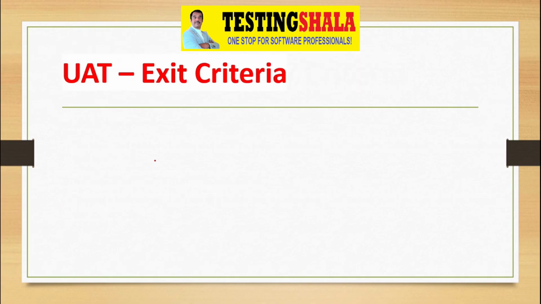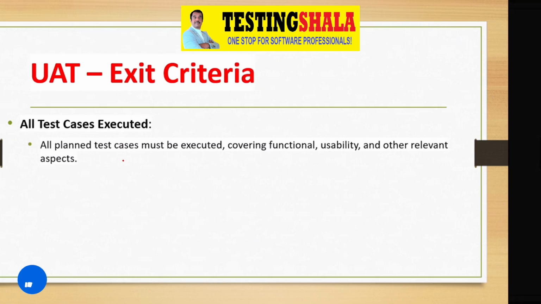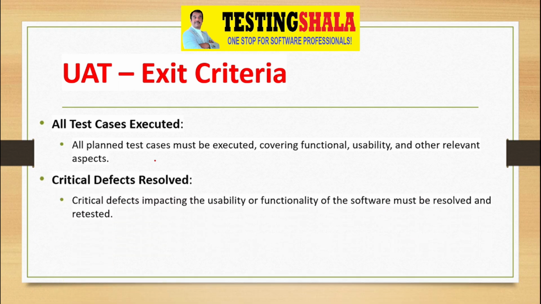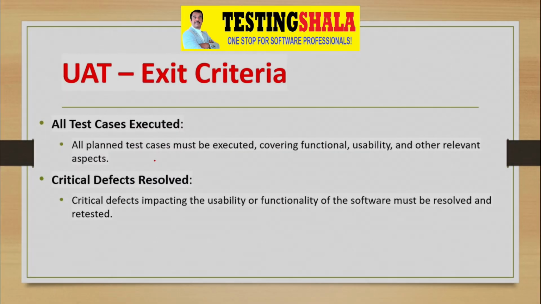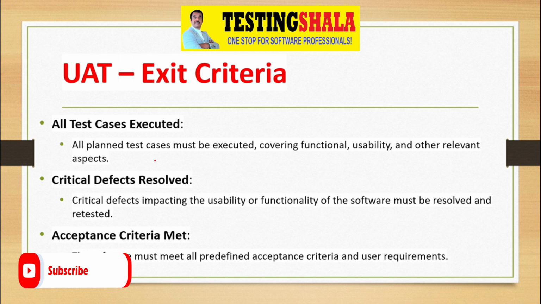And now we will discuss exit criteria. What are the different exit criteria? Here, all test cases we have to complete. That is, all the planned test cases must be executed, covering functional, usability, and other relevant aspects as well. And all the critical defects, which are severity 1 and severity 2 defects, are resolved when we are exiting from the UAT. And acceptance criteria should be met. The software must meet all the predefined acceptance criteria and user requirements.